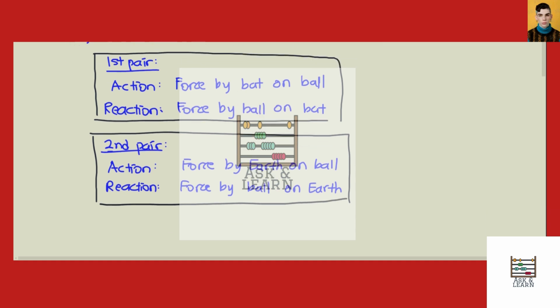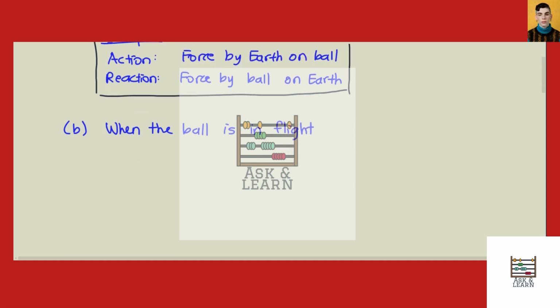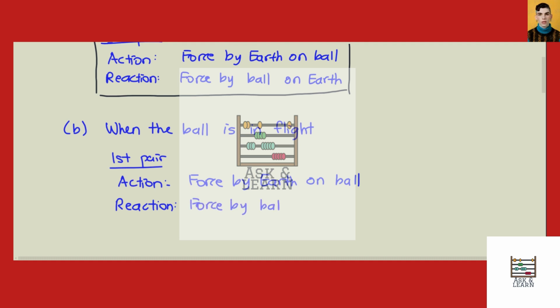Next, in part B, when the ball is in flight, the first pair will be the gravitational force by earth on the ball, and the reaction is the force by ball on earth.